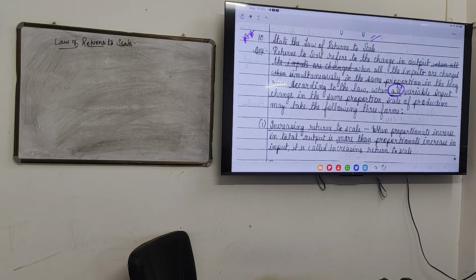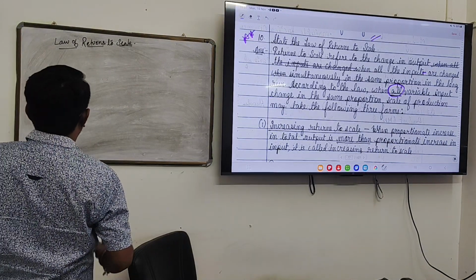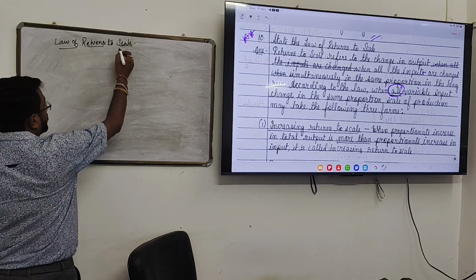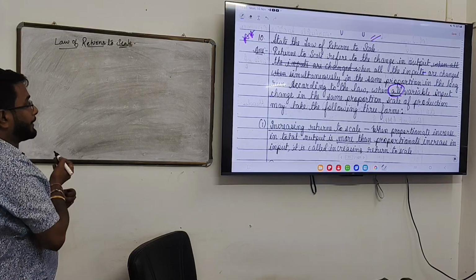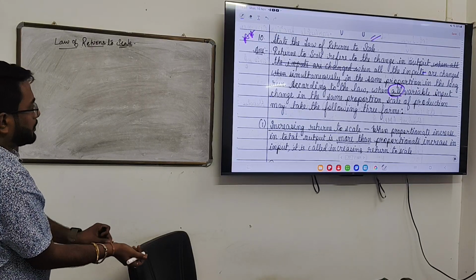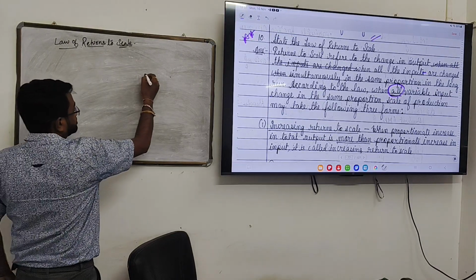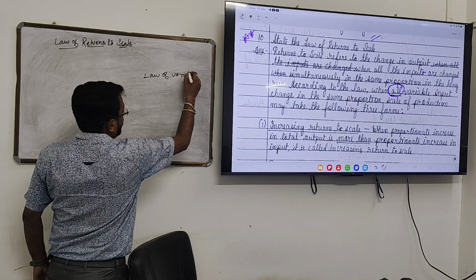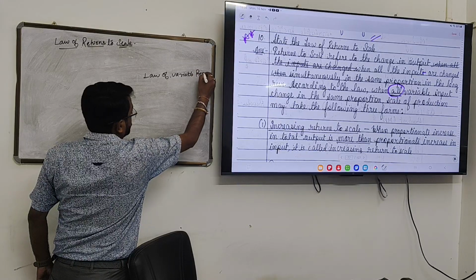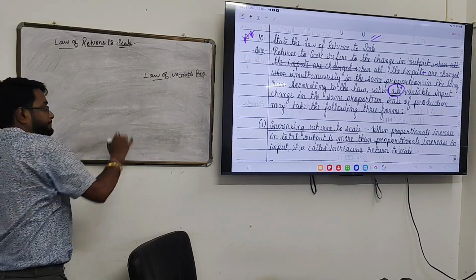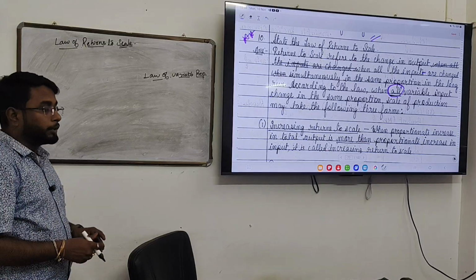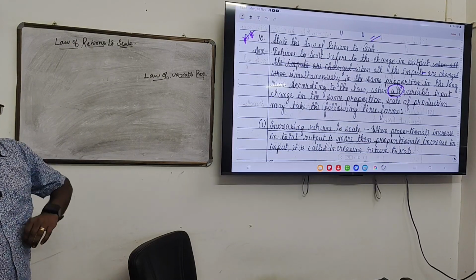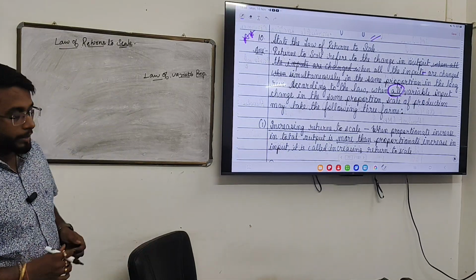Now we will understand the law of returns to scale. To understand this, let us recall the law of variable proportion. Basically, we will compare these two laws, and by comparing we will try to understand.